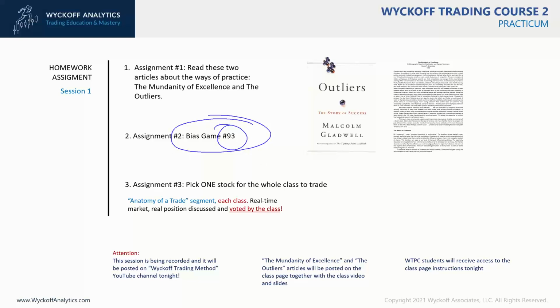And then our third assignment is going to be to think about one stock that you want the whole class to trade during this semester. And granted, we only have 12 weeks, not 15. That's fine. The key is just the discussions that we're going to have each class about a specific stock. So please make sure that you have one stock in mind, and then during the second class, as a class, we're going to decide which stock we're going to follow. And then all of you, as a home assignment, are going to do your analysis on a weekly basis.